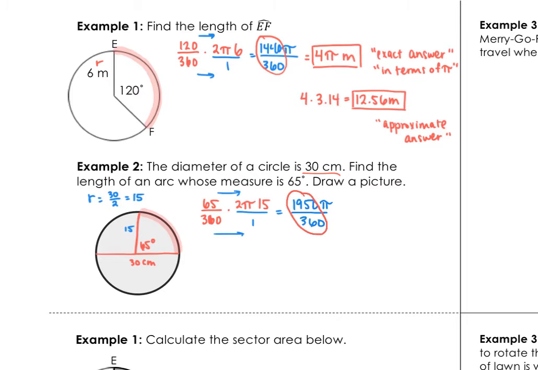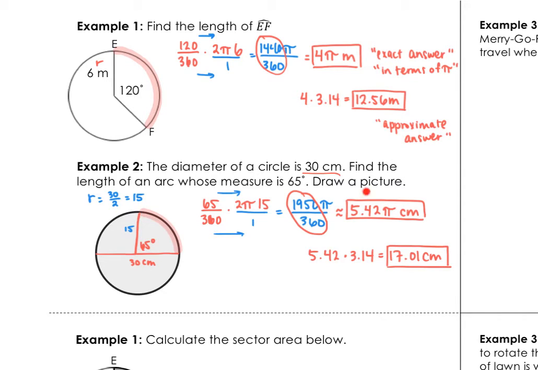Okay, you get 5.416 repeating. So I'm just going to round that to 5.42 pi. So this is my answer in terms of pi, and my units for this one is centimeters. And then to get my approximate answer, we're actually just going to multiply it out. So 5.42 times 3.14, because 3.14 is pi. You get about 17.01. So 17.01 centimeters.